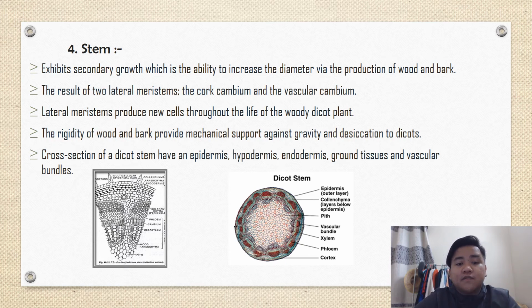In a cross-section of a dicot stem, you will find an epidermis, hypodermis, endodermis, ground tissue, and vascular bundles. Typically, dicot stems have the following characteristics: multicellular epidermal hairs all over the epidermis, collenchymatous hypodermis, pith, differentiated ground tissue, and a limited number of vascular bundles in a concentric arrangement. The vascular bundles are typically limited to a number of 4 or 8 and arranged near the perimeter of the stem in 1 or 2 rings.